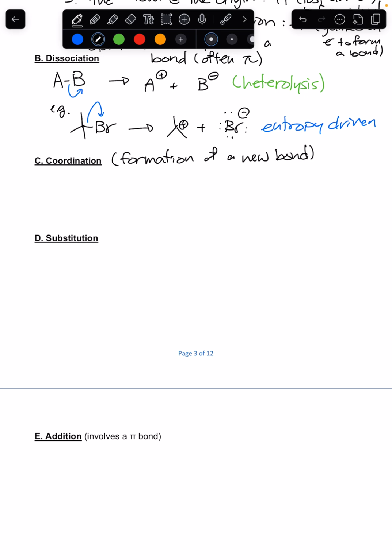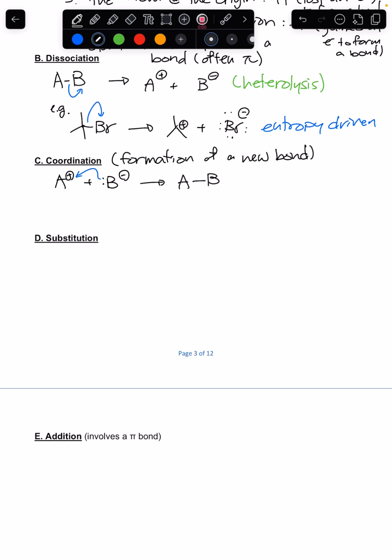Okay, so how does that happen? An example would be like cation A might react with anion B. But in this case, what we're saying is, maybe I should draw the lone pair to be explicit. If B has this lone pair, you might use that lone pair of electrons to form a bond.